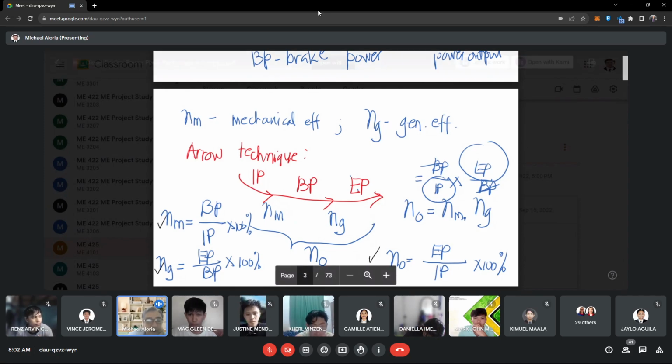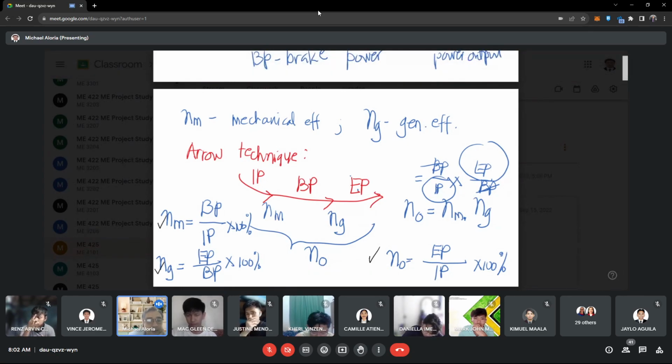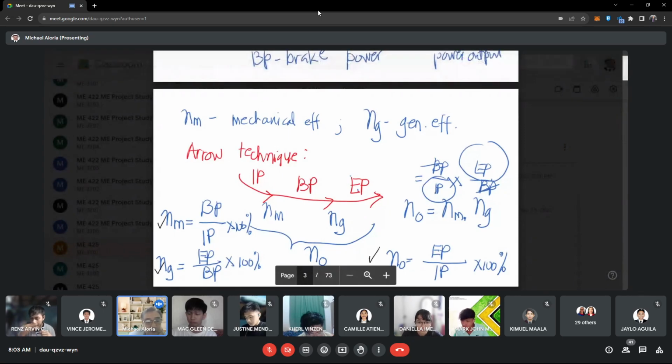Okay. As we said, if your mechanical efficiency is 100%, then IP is equal to your BP, but it cannot be. Okay? Mechanical efficiency should always be less than 100% because of inefficiency. So basically, your BP is not equal to your IP since there is friction power. Okay, so we measure here the friction power. Okay? And then of course, the generator efficiency cannot be equal to 100%. And therefore, your generator efficiency is output over input, so EP over BP.